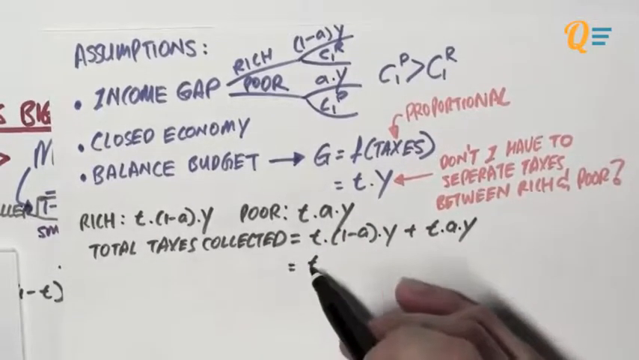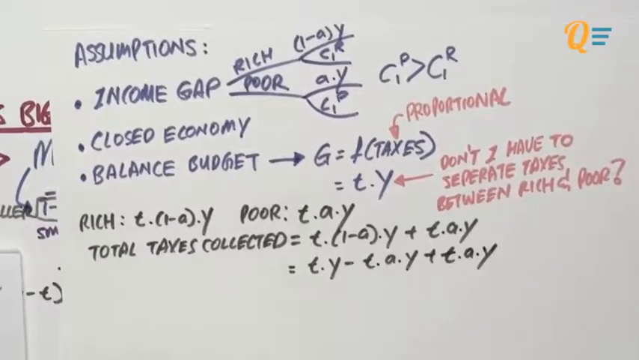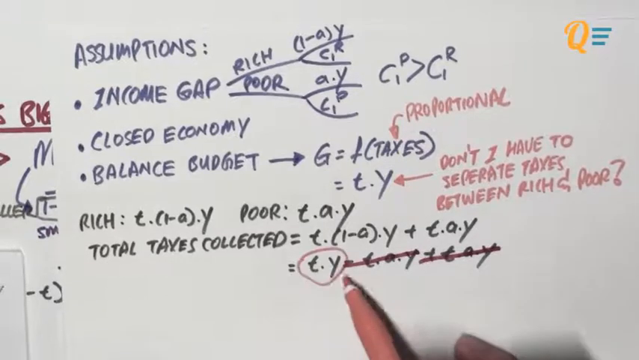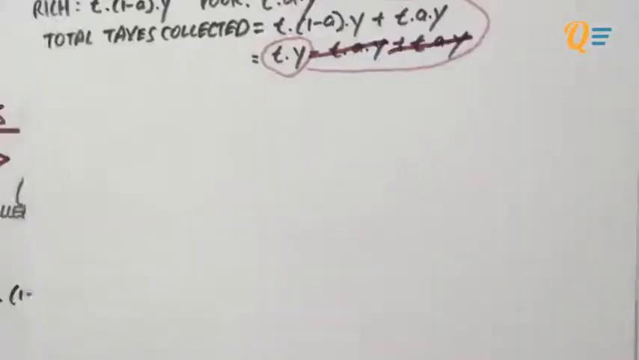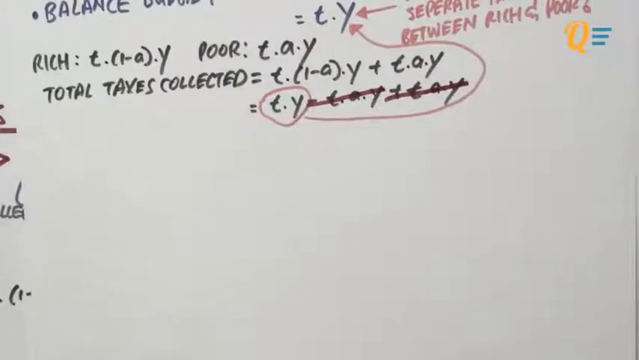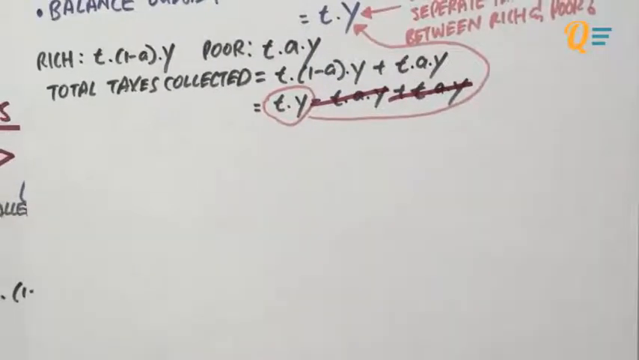So I'm going to add up these two figures together. And what you realize is that I actually end up with small letter t times y. So that is why the balanced budget, given that it is dependent on taxes, government spending is equal to simply t times y. Okay, so that was the easy part. Now let's take a look at the aggregate expenditure equation.